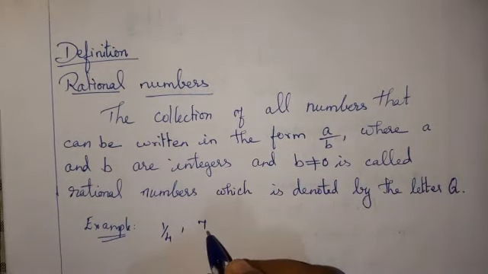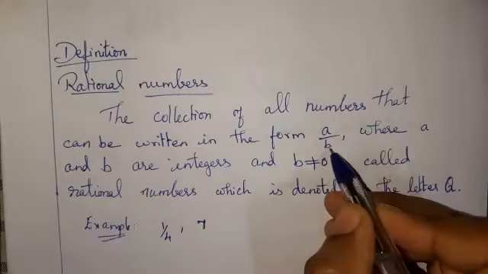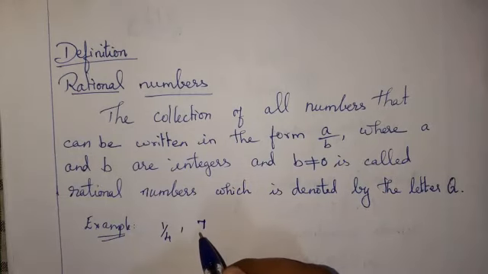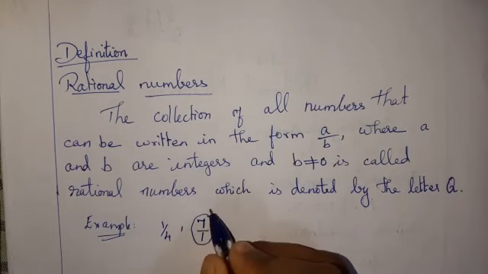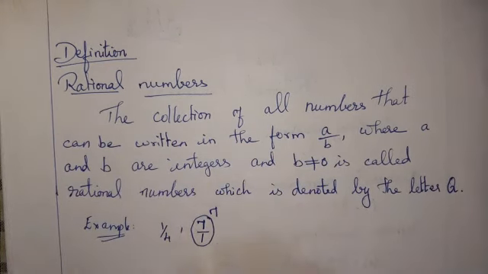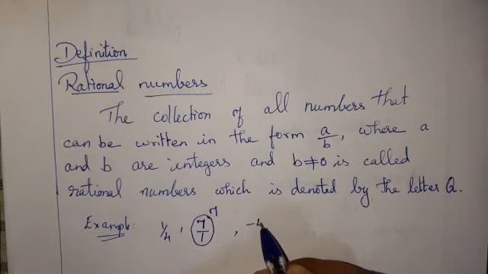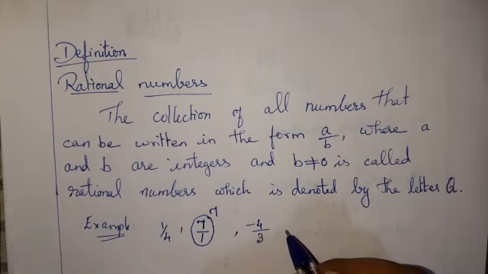7 is an integer. Is 7 in the form of a by b? Yes, because 7 can be written as 7 by 1. Therefore, 7 is also a rational number. Then negative numbers, that is minus 4 by 3, is also a rational number.